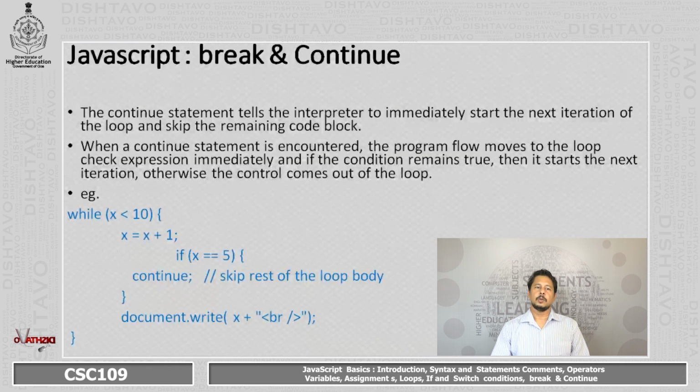Likewise, we have a continue statement. The continue statement does the opposite. It puts the execution once again in the loop. It can skip certain statements in the body of the loop and continue with the further execution. This is how break and continue statements execute in JavaScript.